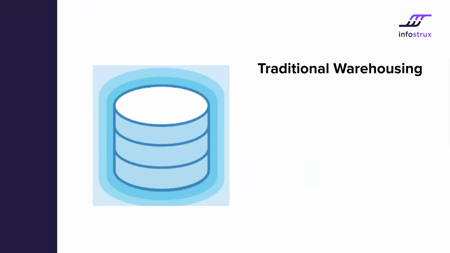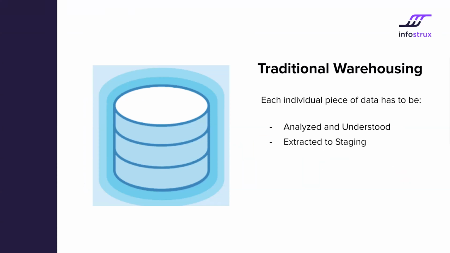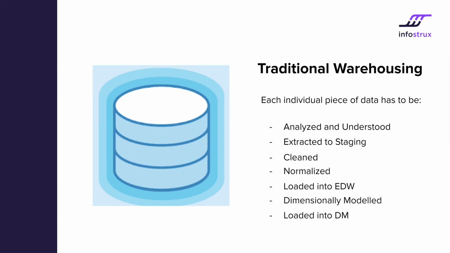Definitely some issues with traditional data warehousing, and the main one is that each individual piece of data has to be touched upon. It has to be analyzed and understood, extracted to staging, cleaned, normalized, loaded into the data warehouse, dimensionally modeled, and loaded into a data mart. If you are talking about a data warehouse that has hundreds of tables and thousands of columns, we need to do all of this 1,000 times to make sure that the solution works properly.